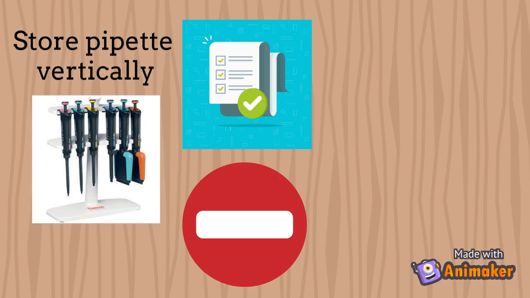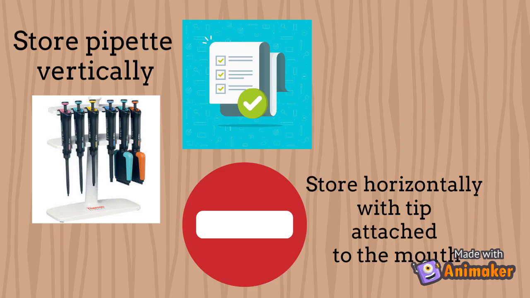Third, store pipettes vertically to avoid contamination. Do not store the pipette horizontally with the tips still attached to the micropipette mouth. Warning! Avoid mouth pipetting, since not all the samples being used are safe from biological hazard.